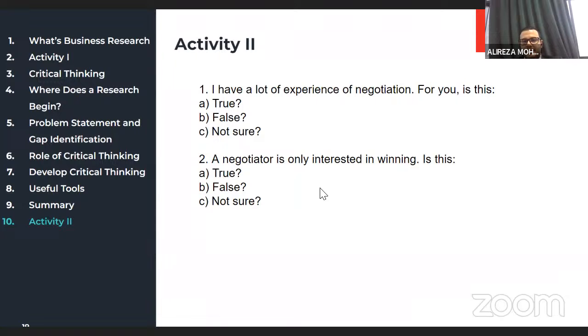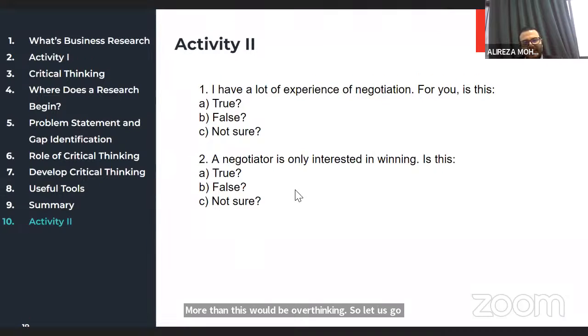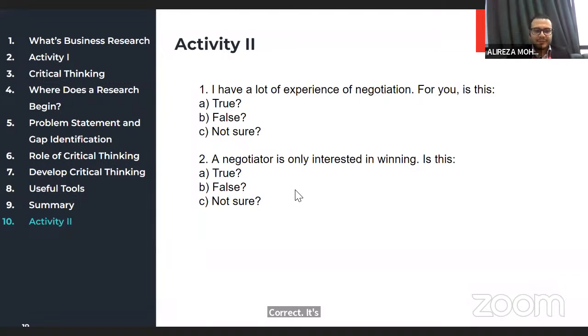Okay, let me discuss this. More than this would be overthinking. So let us go through it again. Question number 1: I have a lot of experience of negotiation. Is it true? Correct, it's true. If you look at it, we as humans are constantly negotiating, so we are experienced in negotiation.